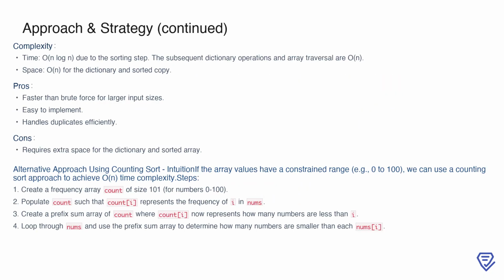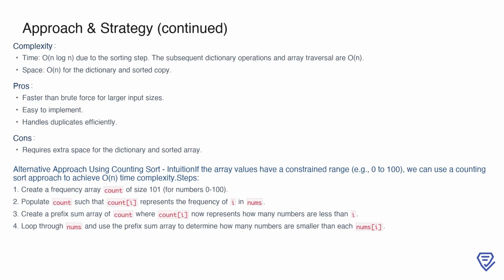Analyzing the optimized approach using sorting, the time complexity is O(n log n), dominated by the sorting step. The subsequent operations, such as creating the dictionary and traversing the array, are linear, contributing O(n). This gives us an overall complexity of O(n log n). In terms of space, we require additional space for the sorted copy of the array and the dictionary, resulting in O(n) auxiliary space.